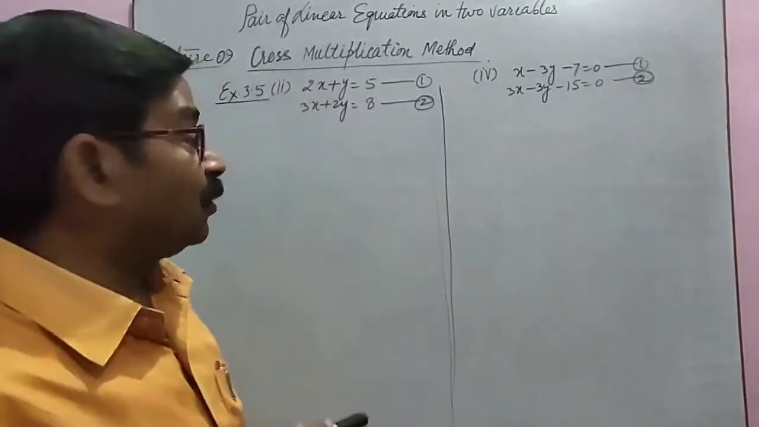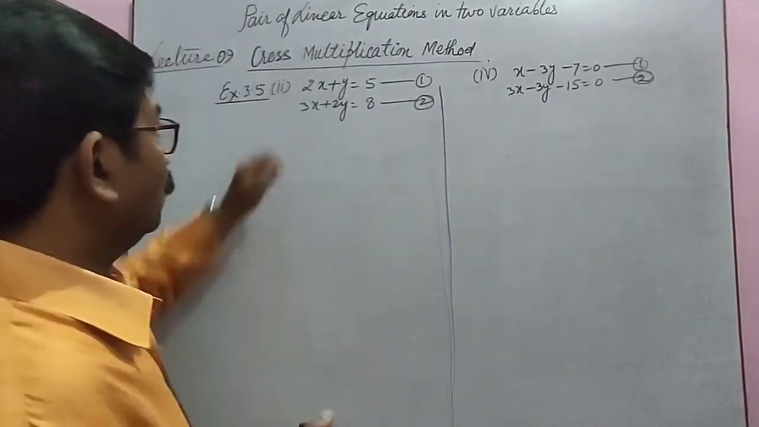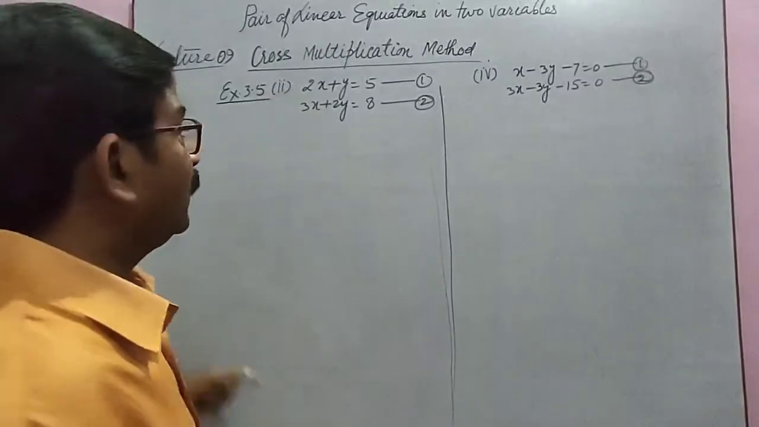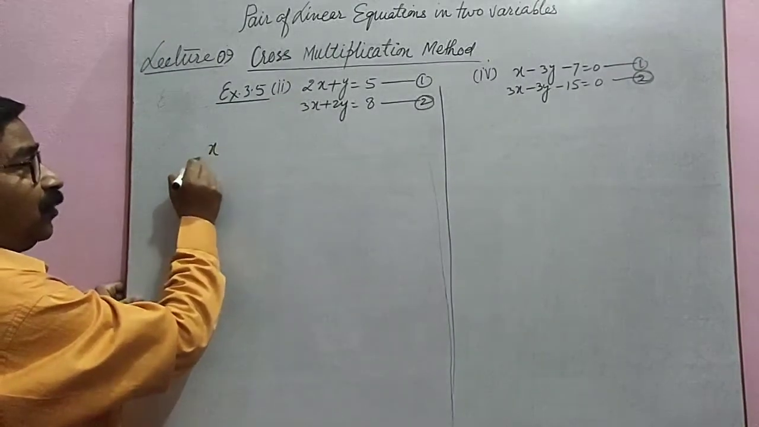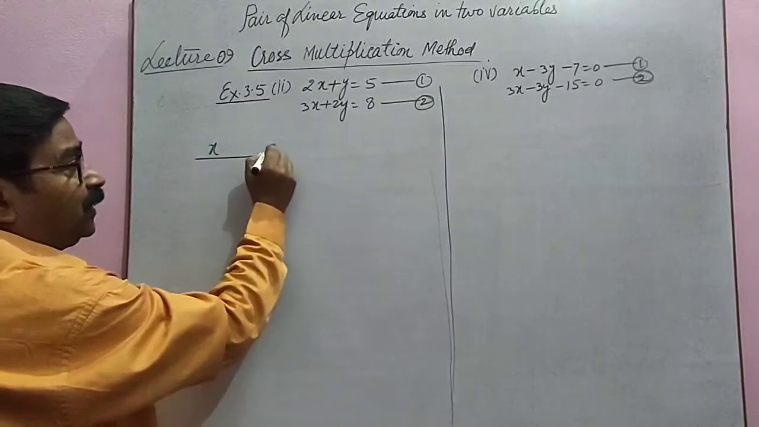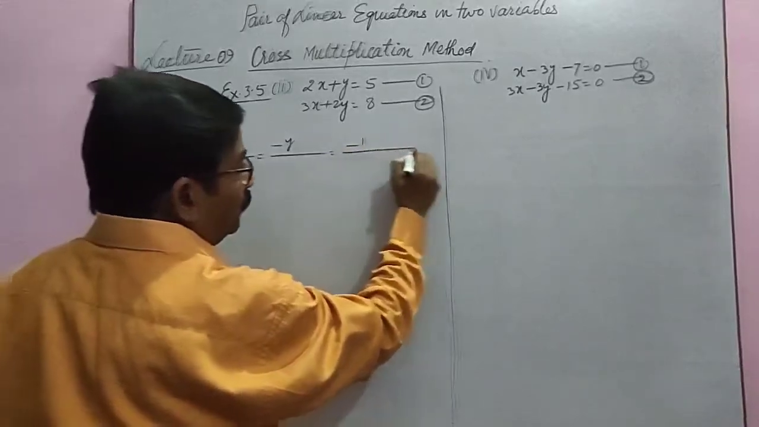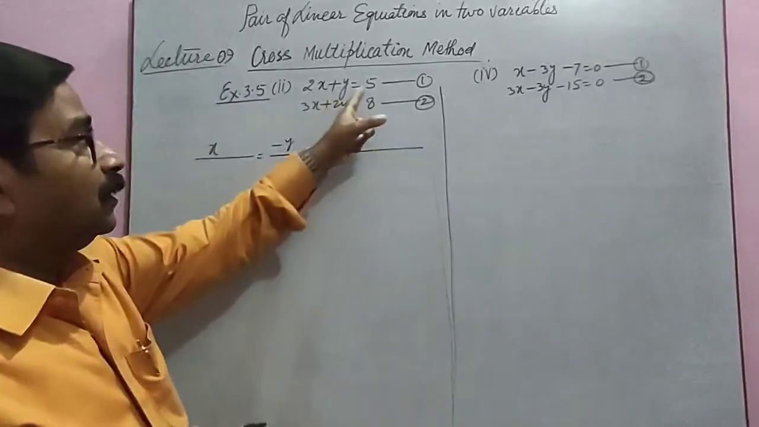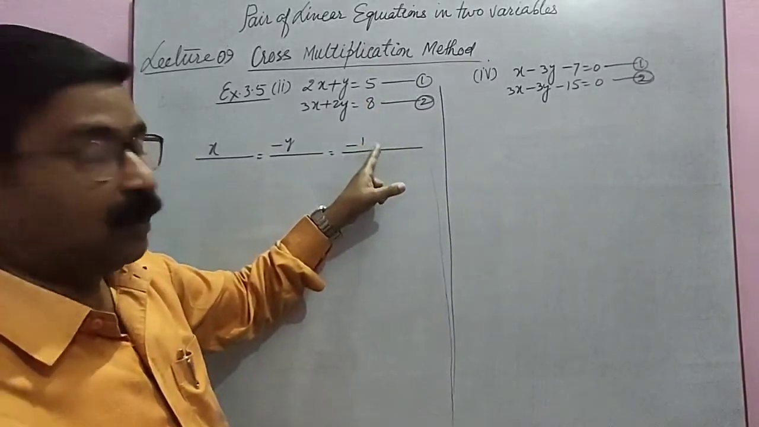I am going to solve directly because you know how to check it. So for the second part I am starting. First we have to form the format x upon something to write, minus y upon something to write, minus 1 upon something to write. Here constant terms are already on the right side, so we have to write minus 1.